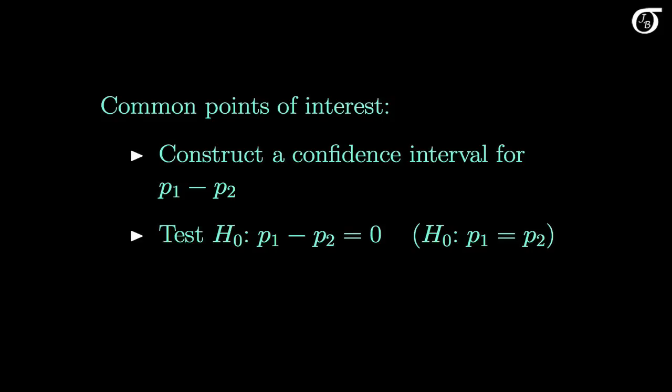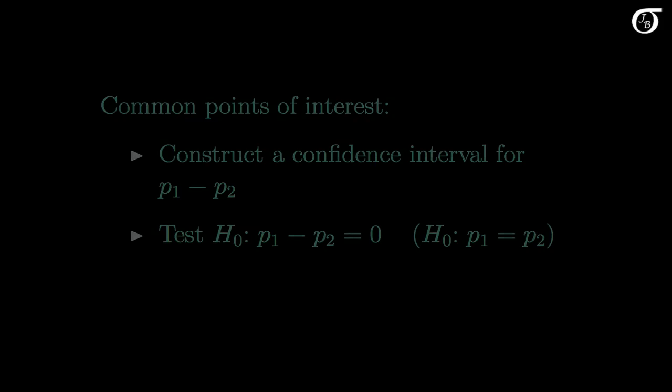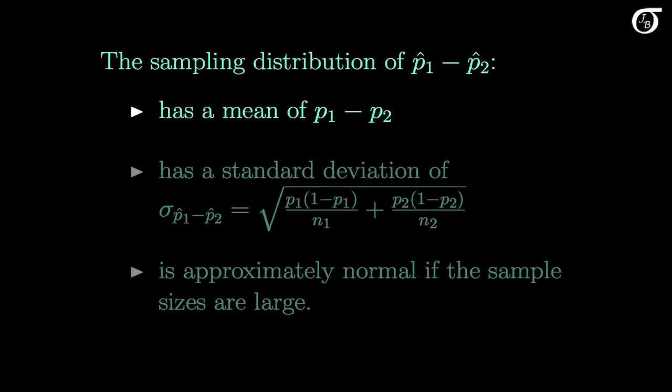The difference in sample proportions estimates the difference in population proportions, and to construct the appropriate inference procedures, we need to know the characteristics of the sampling distribution of the difference in sample proportions. So let's look at that. I take a closer look at the sampling distribution of the difference in sample proportions in another video. These are the characteristics that we need for now.